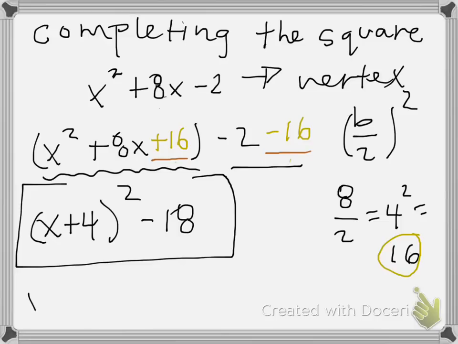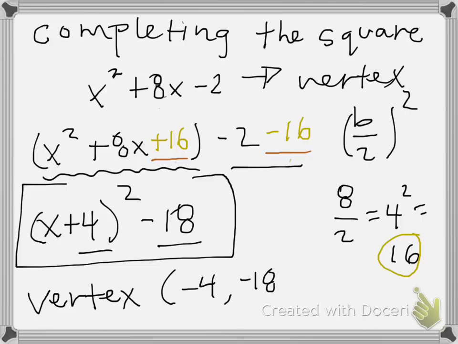Now, if you're asked to find the vertex of this equation, that's pretty easy, because you just look at your equation and take the opposite of the number on the inside of the parentheses and the actual number on the outside, and your vertex is negative 4 and negative 18. And that is all. If you'd like to see how to complete the square on a more complicated equation, please keep watching.